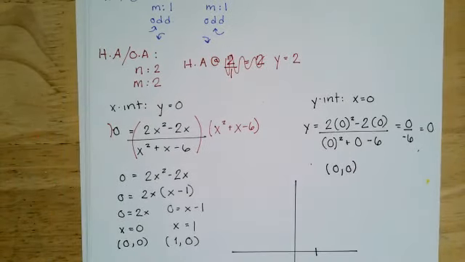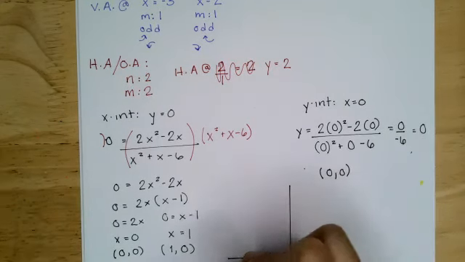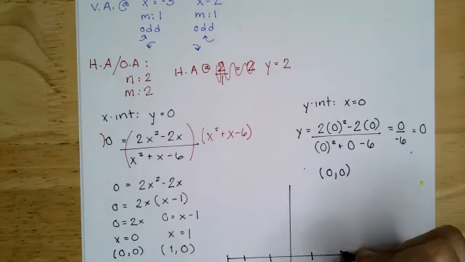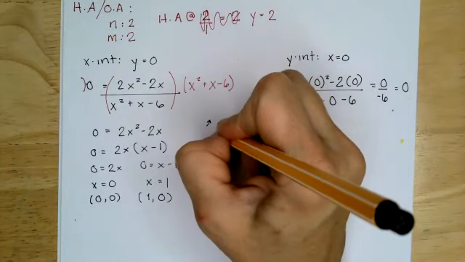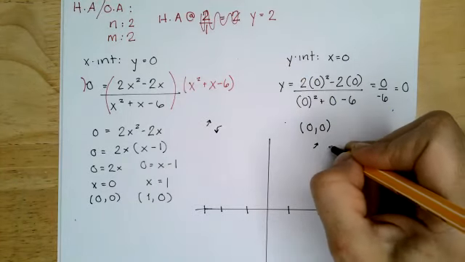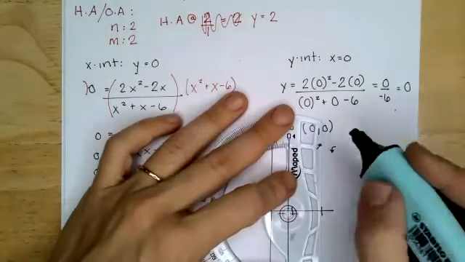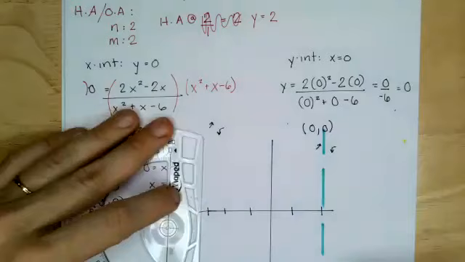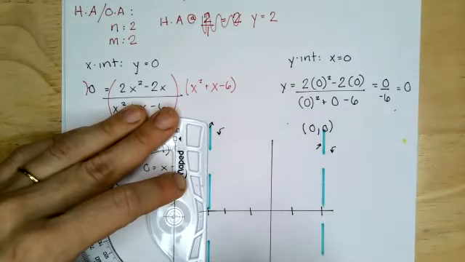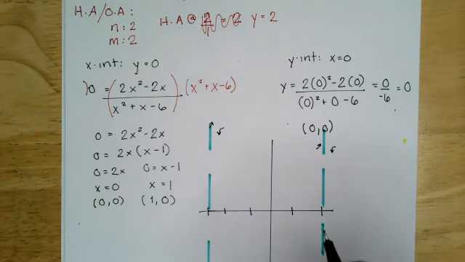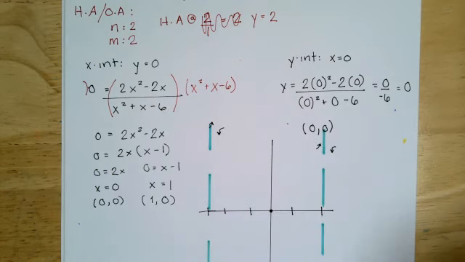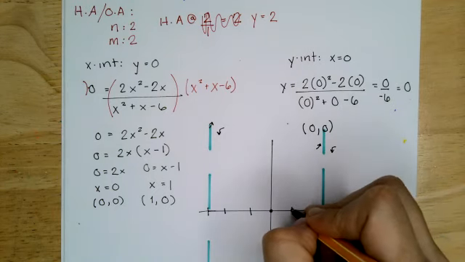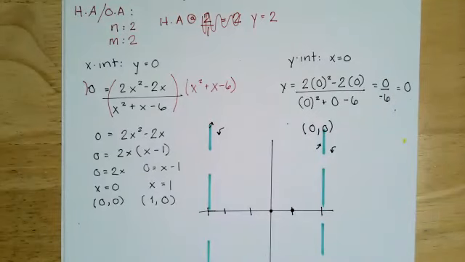So we're going to have a vertical asymptote at negative 3 and one at 2. They're both going to be going in opposite directions, but we're not sure which opposite. We also know we're going to cross the x-axis at 0, 0, cross the y-axis at 0, 0, and cross the x-axis again at 1, 0. Okay, that is all we know.